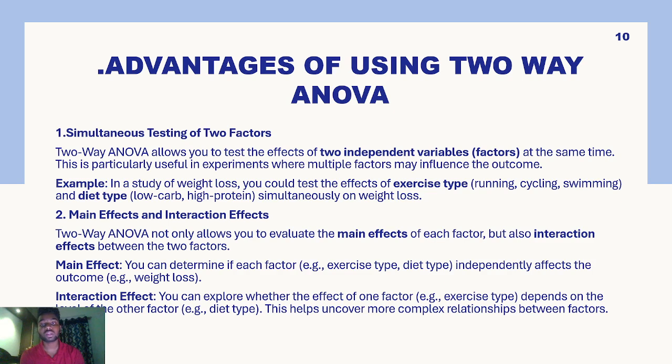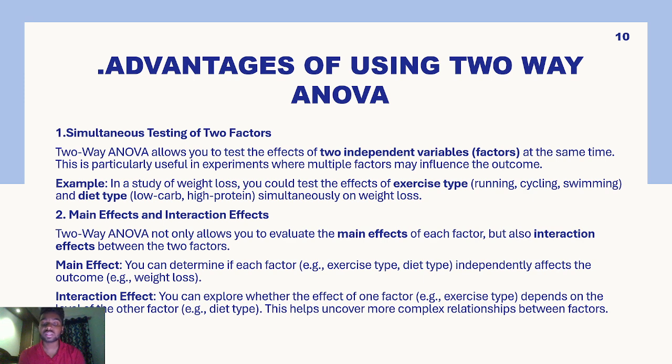Advantages of using two-way ANOVA. Simultaneous testing of two factors. Two-way ANOVA allows you to test the effect of two independent variable factors at the same time. This is particularly useful in experiments where multiple factors may influence the outcome. Example, in a study of weight loss, you could test the effect of exercise type, running, cycling, and swimming, and diet type, low carb, high protein, simultaneously on weight loss.